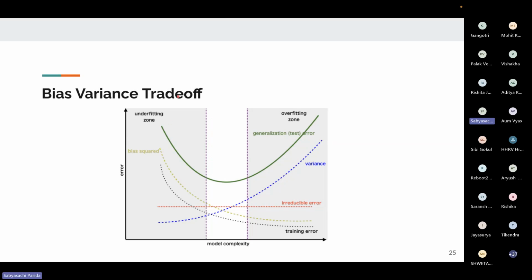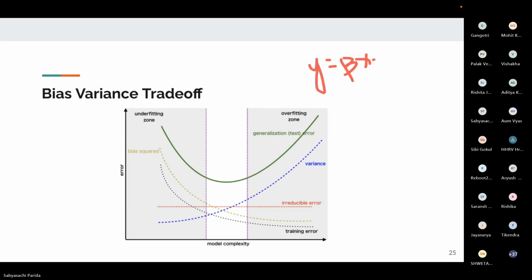So coming to the other thing, the bias variance trade-off. The bias variance trade-off is the plot of the model complexity versus the error. Model complexity is how complex my model is, in terms of how many input parameters there are for my model. So if I write, for a linear regression, y equals beta x plus c, right?